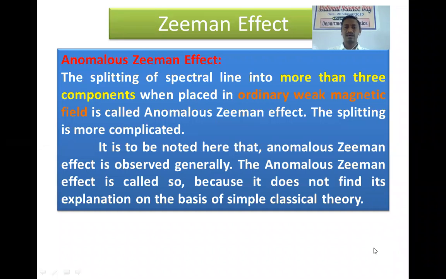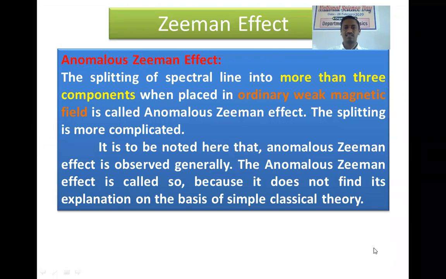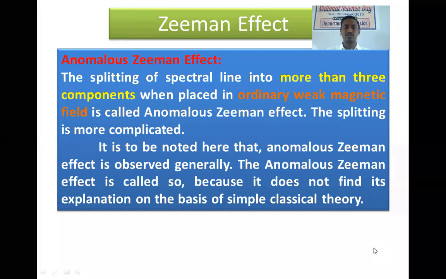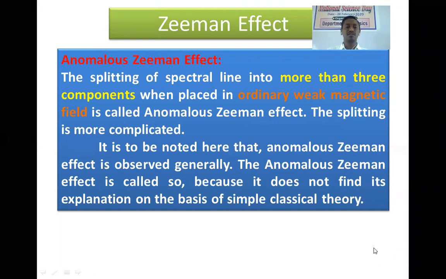As we know, the splitting produced in an anomalous Zeeman effect is more complicated because it has more than three component lines. We cannot say the exact number of spectral lines produced whenever it is placed in a weak magnetic field. Again, it is to be noted here that the anomalous Zeeman effect is generally observed, because it is frequently observed.